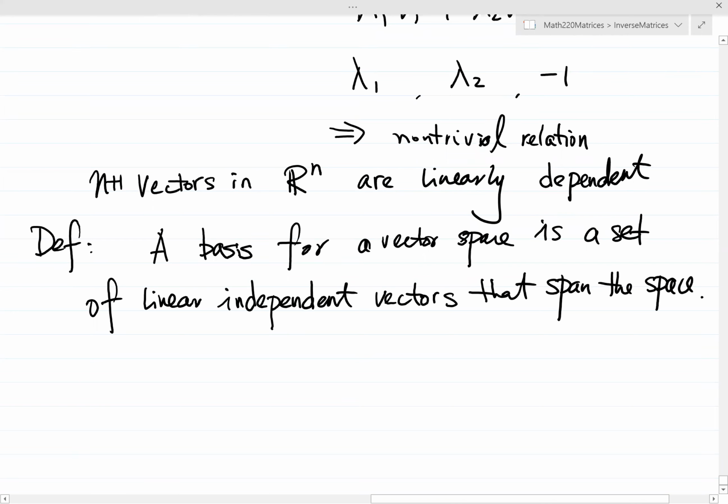Next time we will continue with the definition of a basis and study some properties of a basis. Let me stop here for today and continue tomorrow.